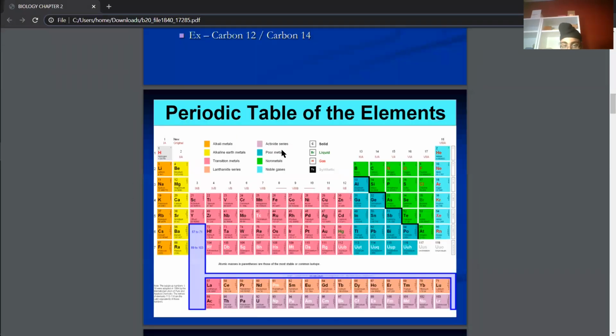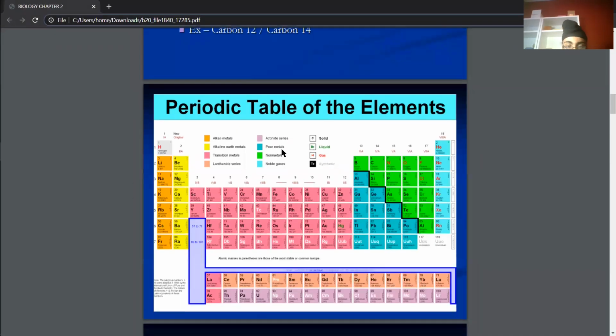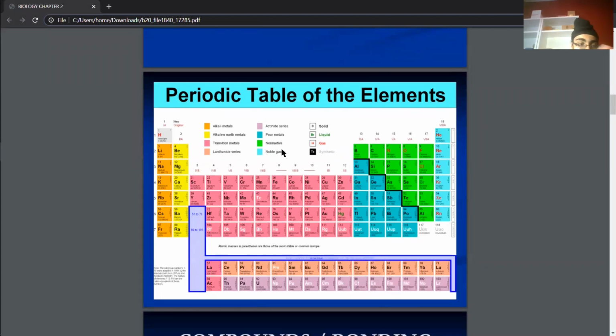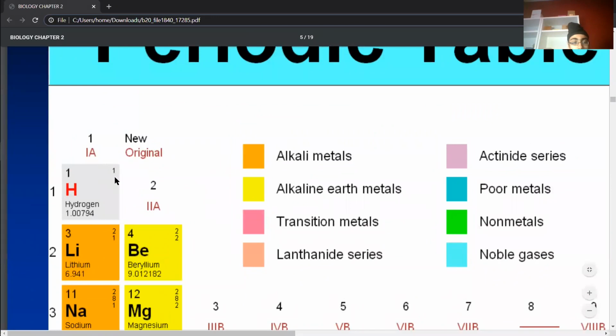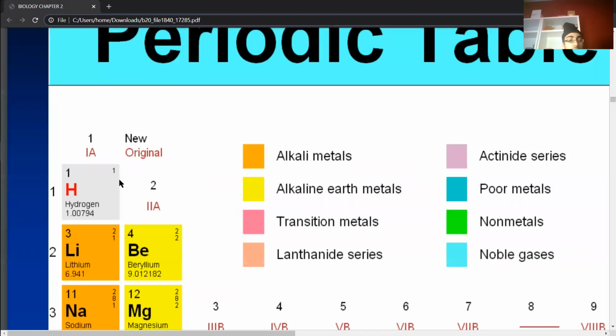So in the periodic table of elements here, what we can see is that, let's go to hydrogen again. If you look at hydrogen, there's a number right here, which is this 1. And this 1 symbolizes the shells, or the electrons in the amount of shells.